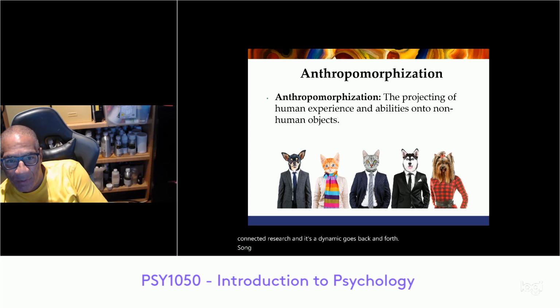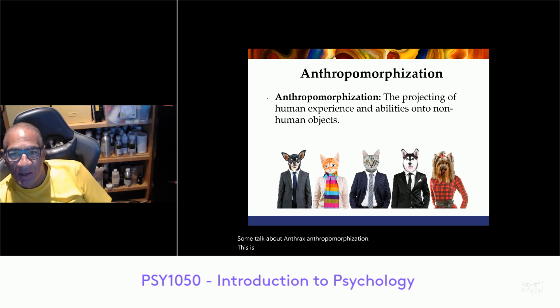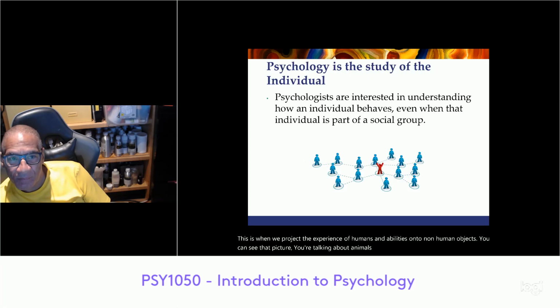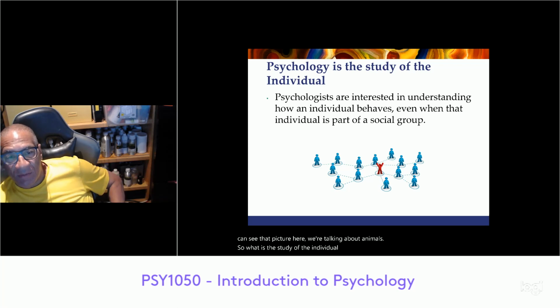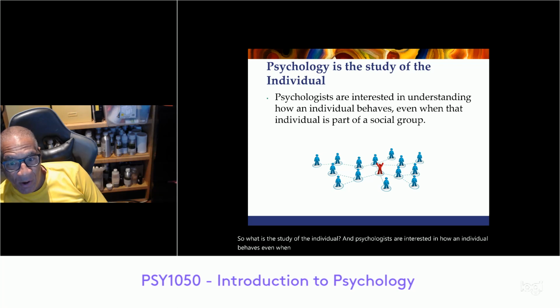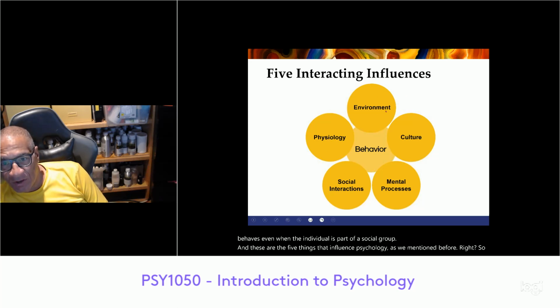So when we talk about anthropomorphization, this is when we project the experiences and abilities of humans onto non-human objects. You can see in the picture here we're talking about animals. So it is a study of the individual, and psychologists are interested in how an individual behaves, even when the individual is part of a social group. And these are the five things that influence psychology, as we mentioned before, right? So we talked about physiological, environmental, cultural, mental, and social.